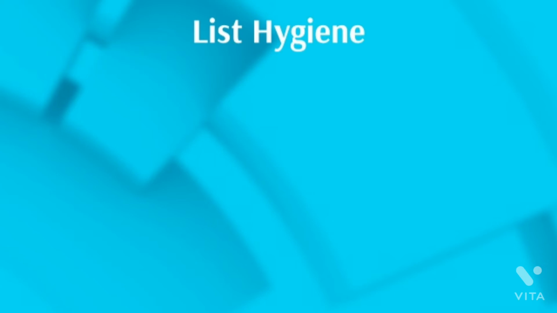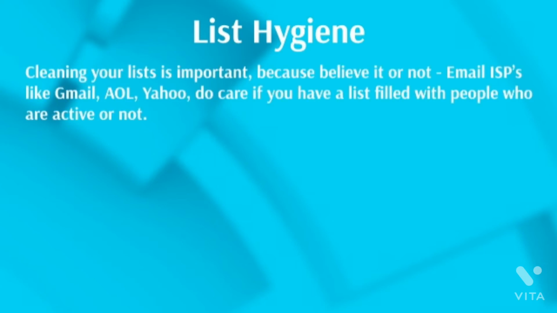So going back to what we talked about in single opt-in versus double opt-in. If you create a double opt-in list, you still need to do a little bit of cleaning, but not as much as compared to a single opt-in list where you could be getting a bunch of fake emails. So in other words, clean your lists consistently and maintain that every single month. Because like I said, email ISPs like Gmail, AOL, and Yahoo do care whether the people on your list are actually active or not.